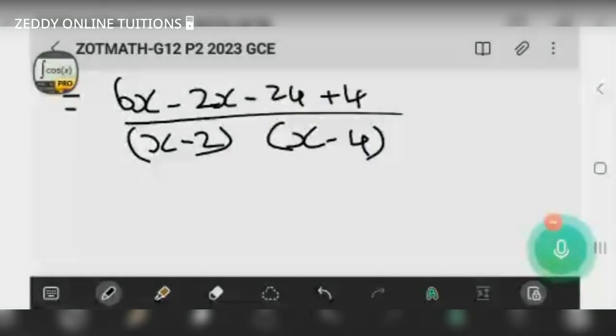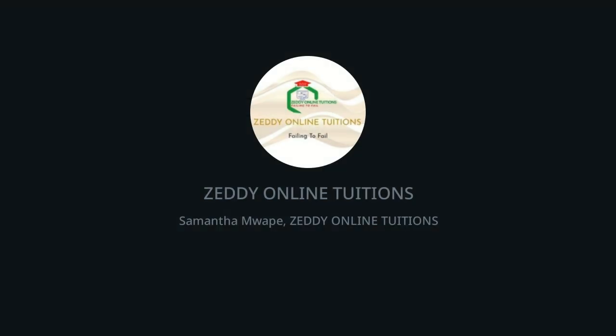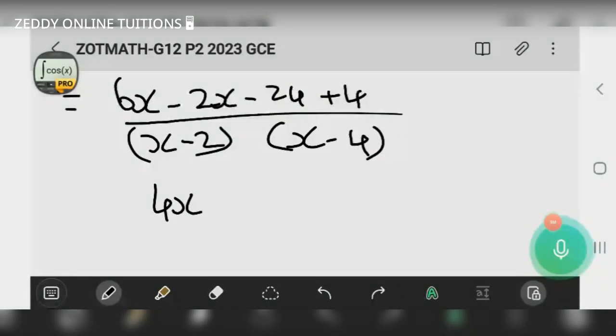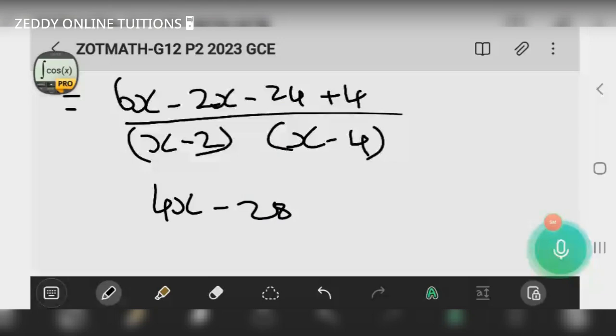All right, so next, let's sort them out. There we have 6x minus 2x, which is 4x. Then the other side, negative 24 plus 4. It will give us a negative 28. Yes, negative 28. Are you sure?